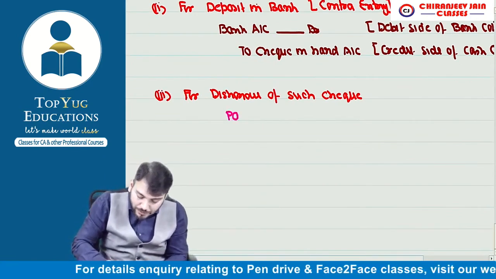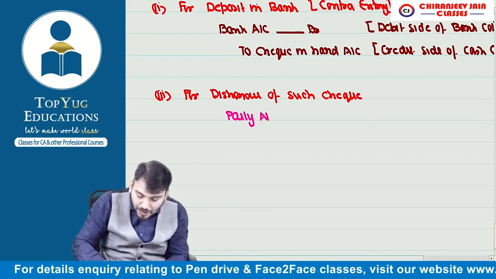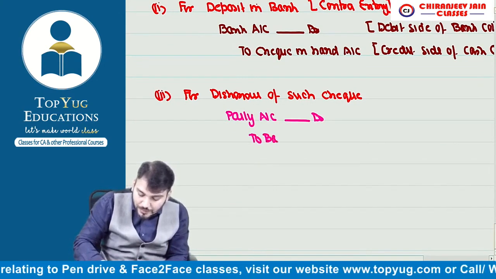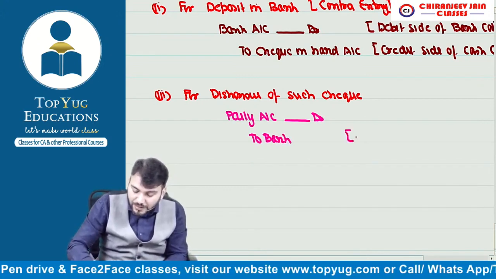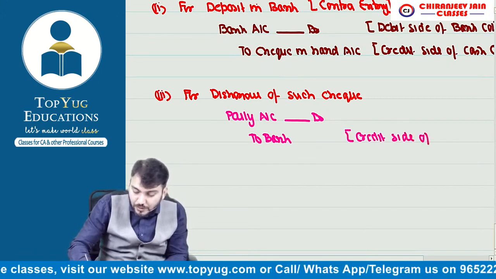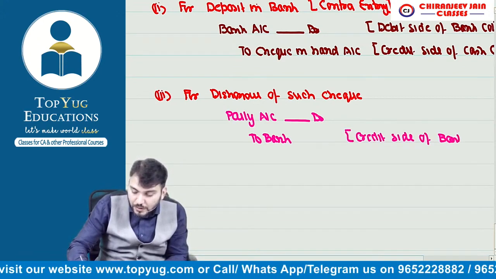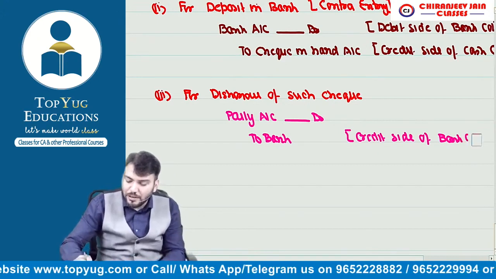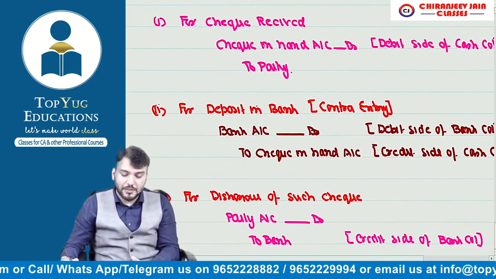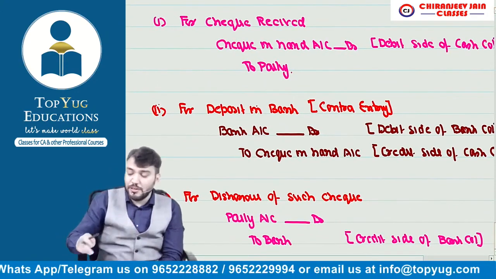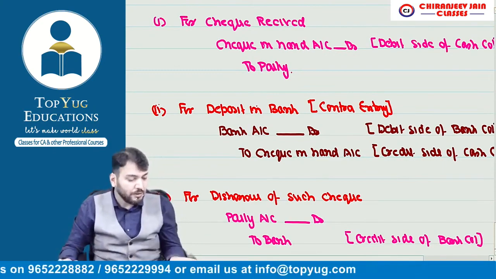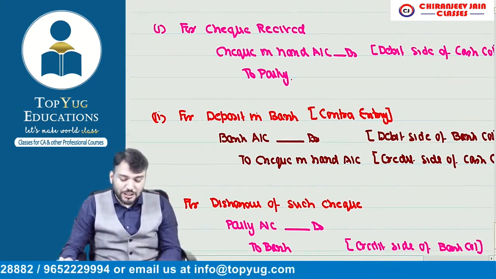Party account debit to bank, and this will be on the credit side of the bank column. Are you able to understand? I think you are able to understand this special transaction. Correct? Have you done this type of transaction before in class 11 or 12? Any doubt in this?